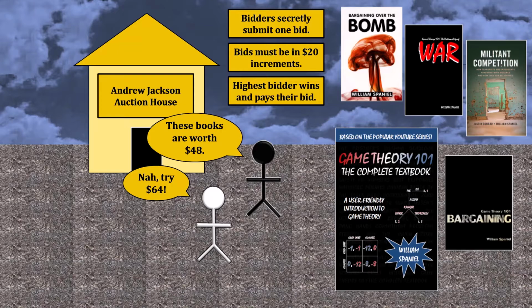Your puzzle for today is to figure out what amount you should bid in this auction. And your hint for today is to apply iterated elimination of dominated strategies, which is a topic I cover in Chapter 1 of Game Theory 101, the complete textbook.